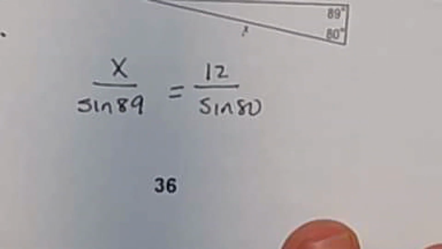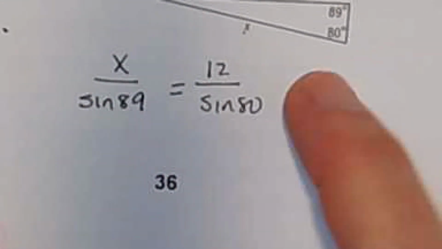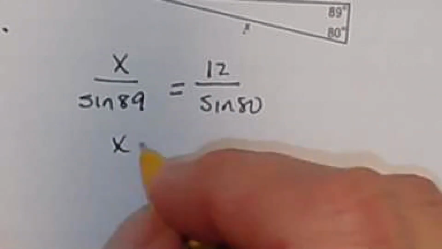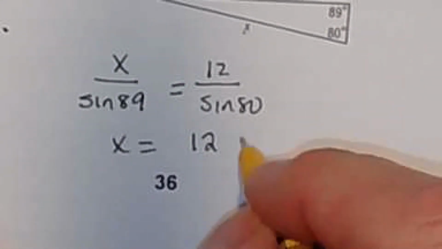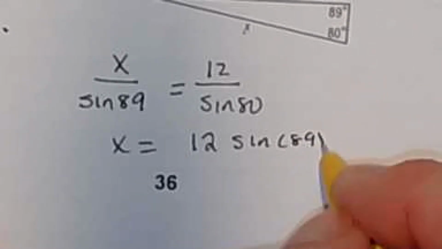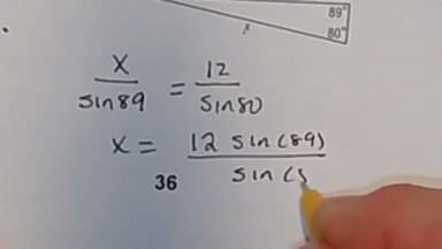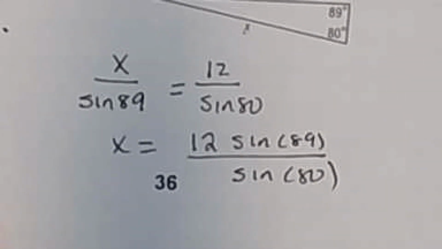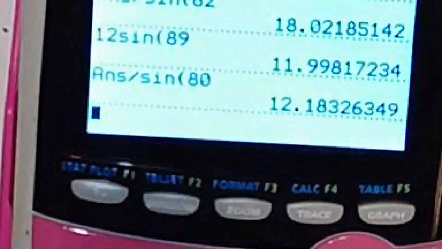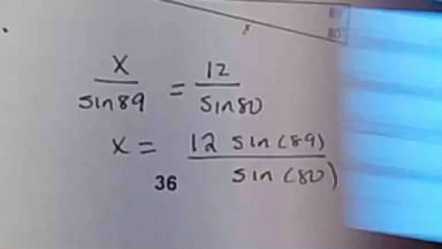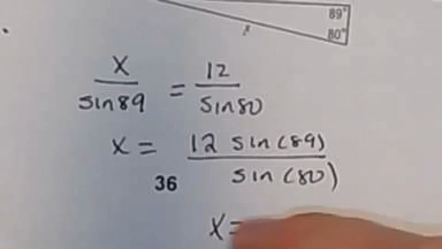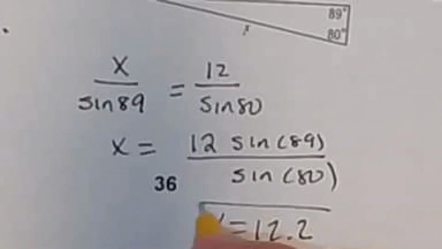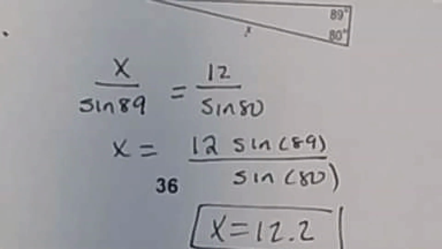Now if I take my little quick shortcut from before, I can multiply both sides by sine 89, which means x is going to equal 12 times the sine of 89 divided by the sine of 80. And when I work that out, my final answer is going to look like this right here, and that's going to be 12.2. So x equals 12.2.